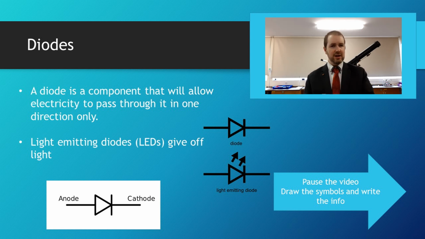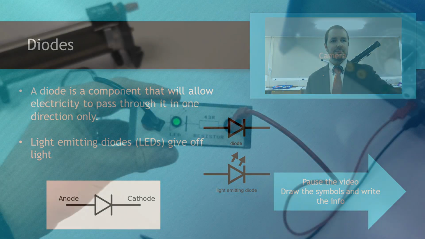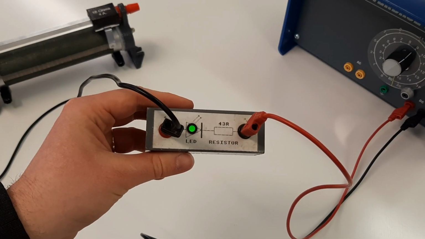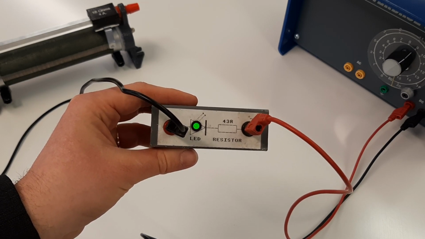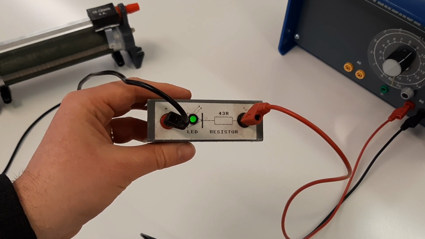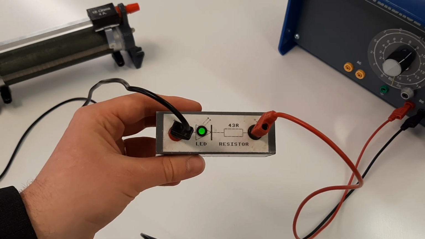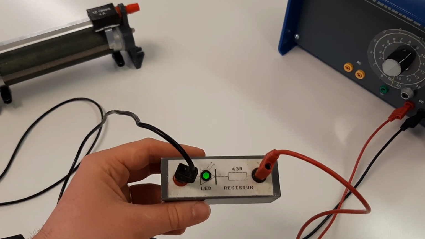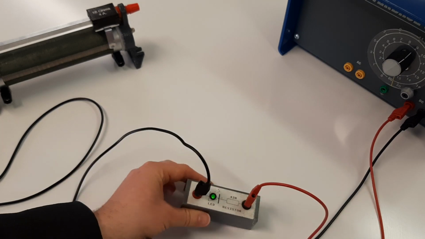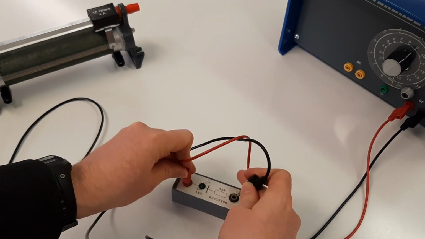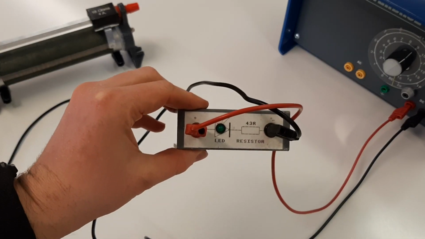Let's have a look at the diode later on. Okay, there's not much to show on this one. This is a diode. This is a light emitting diode. And as you can see, it is emitting light because we have current going across it. Now, just to show you that it will not work in the opposite direction, let's just take this part, switch the wires around. There we go. And you can see it's broken.